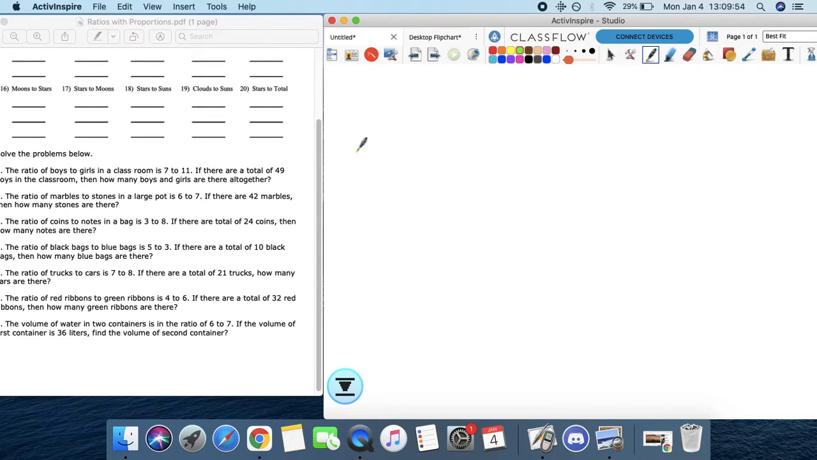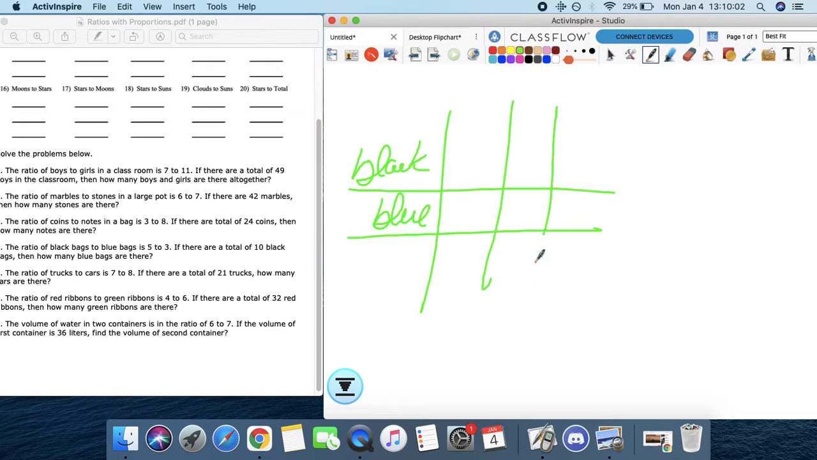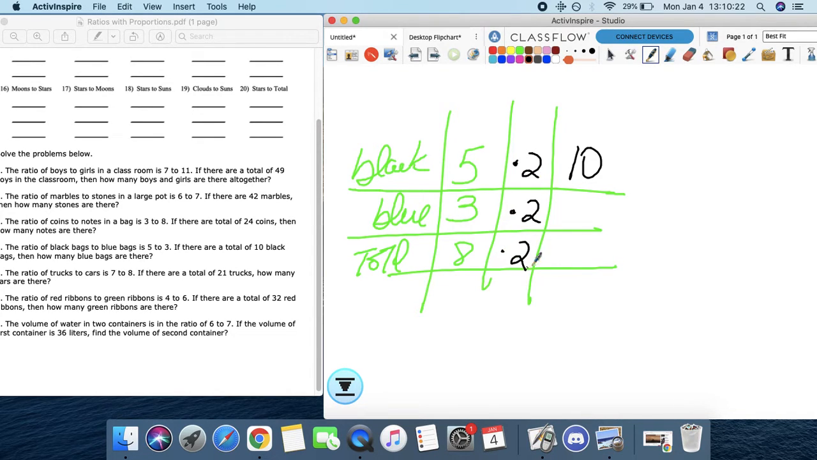What is this? Black bags, black and blue. Okay, so when I have 5 black bags, I have 3 blue bags for a total of 8 bags. Now what happens when I have 10 black bags, when I increase from 5 to 10? Well, basically I double the number of bags, right? So it's times 2. So I need to double the number of blue bags and then double the total.